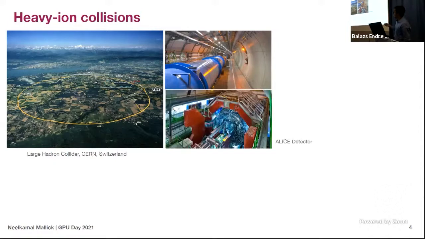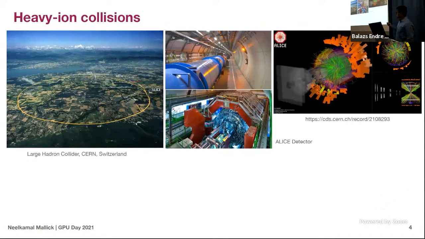Okay, and this is the ALICE detector, and what these detectors do is that they are like cameras that try to capture the events. By event, what I mean is that when you collide particles, they produce a lot of other particles. We know that energy can be converted into mass, and so we can create particles from the energy.